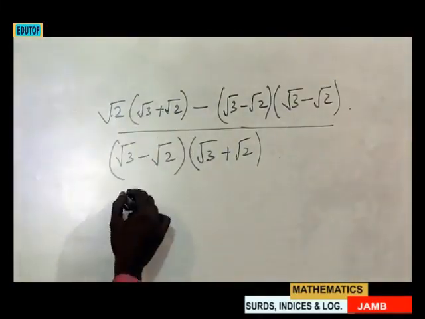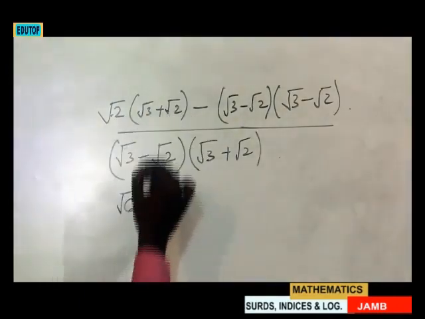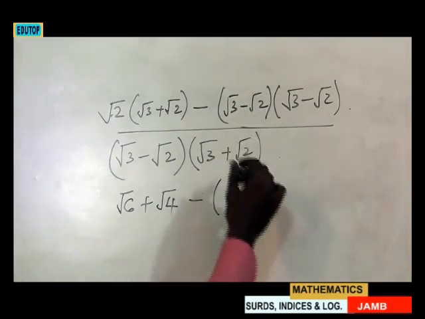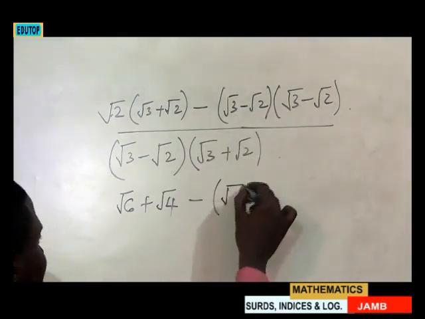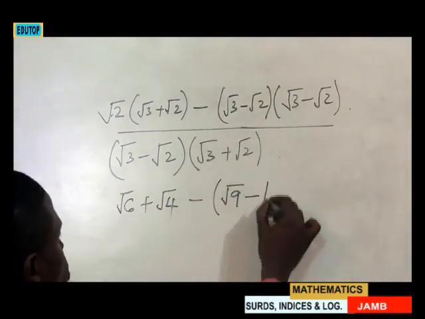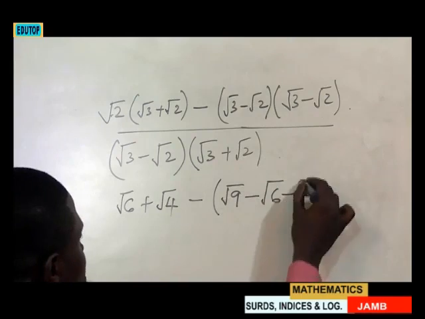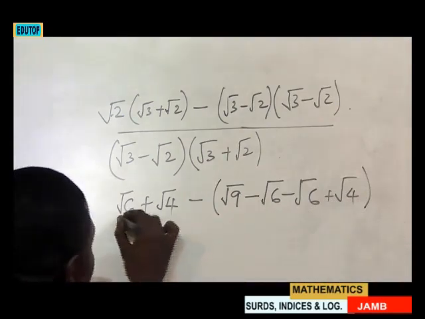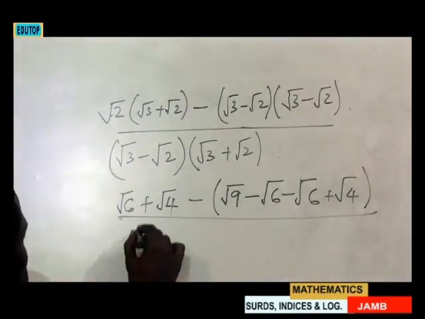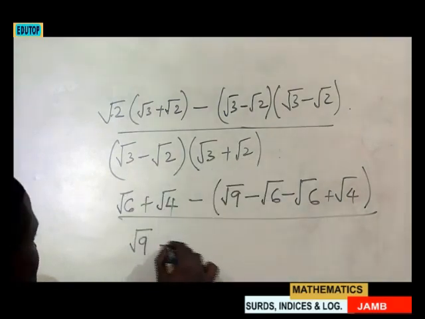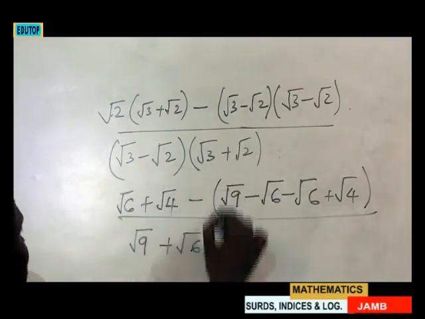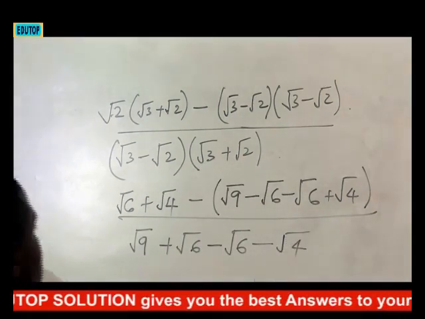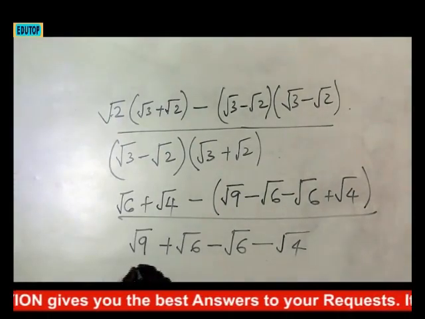Then this times this, that is root 6. This times this plus root 4, minus, let's open this first. This times this, that is root 9. This times this minus root 6. This times this minus root 6. This times this plus root 4. Over this times this, root 9. This times this plus root 6. This times this minus root 6. This times this minus root 4. Then here I have root 6.